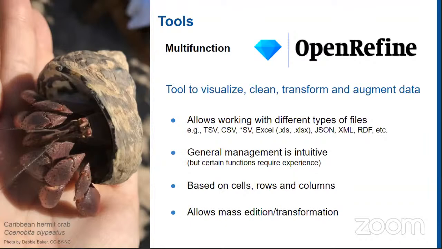It's a program that works on cells, rows, and columns, and it allows us to do mass addition or transformation of the records. And that's probably the beauty of this tool, that we can make changes in many records at a time and not have to do it manually one by one. So it's very efficient.